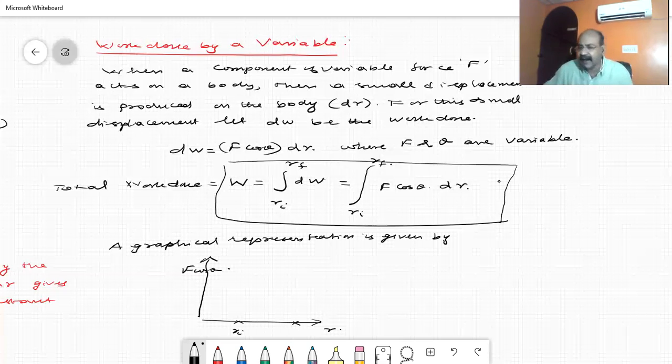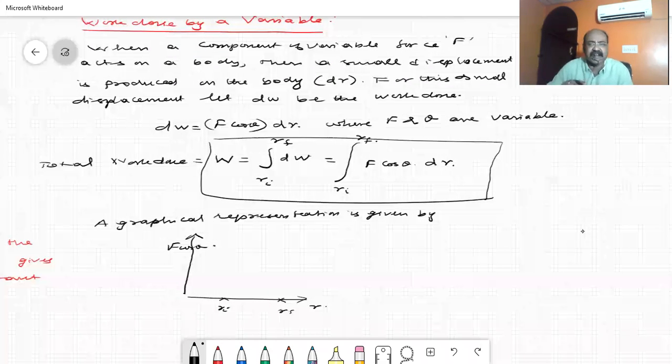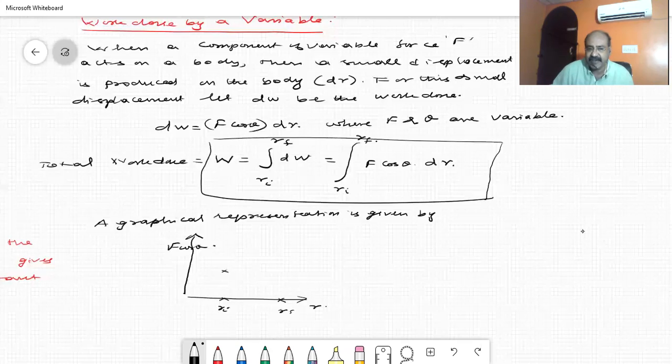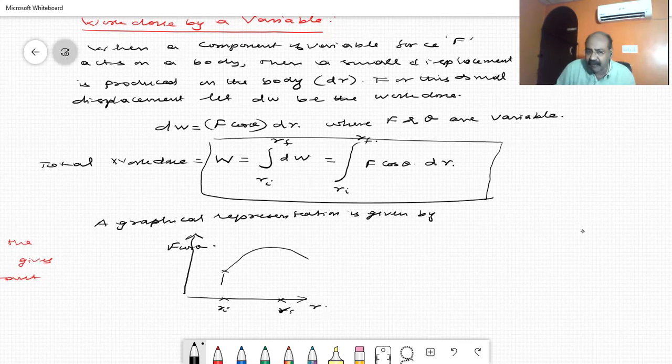In this case, the force is considered to be a variable one and not a constant one. The force may vary, and we can't say in a regular manner how. For example, initially the force is at this position. By the time it reaches the final point, the force may increase or decrease like this. So you drop two perpendiculars, one from Ri and another one from Rf.